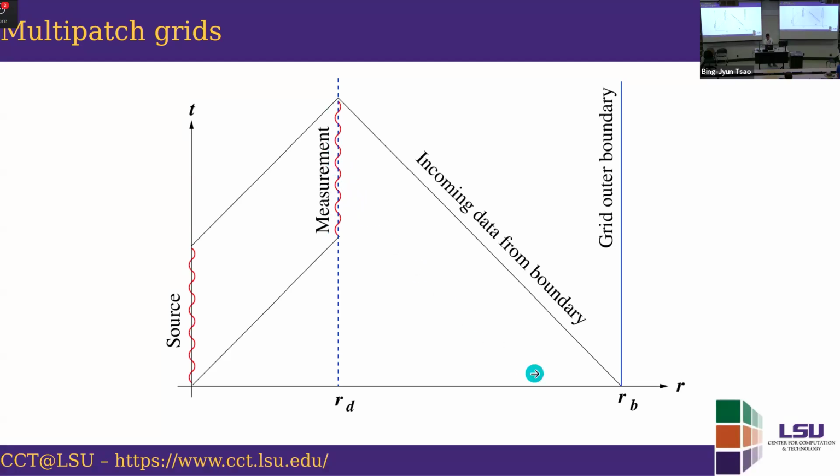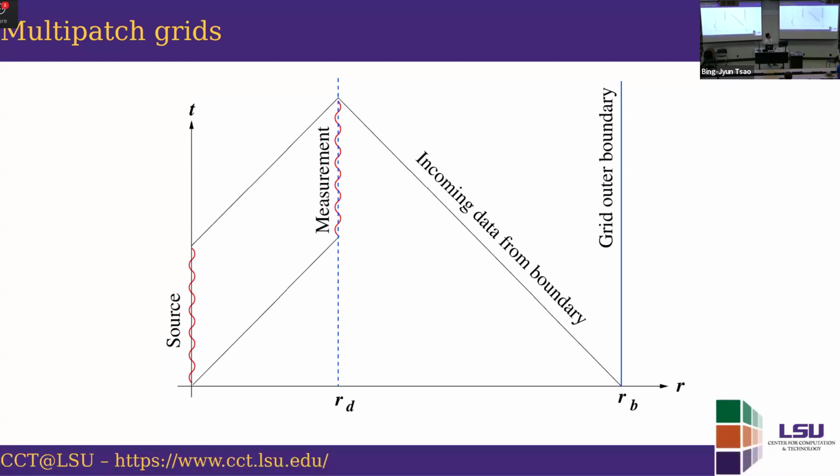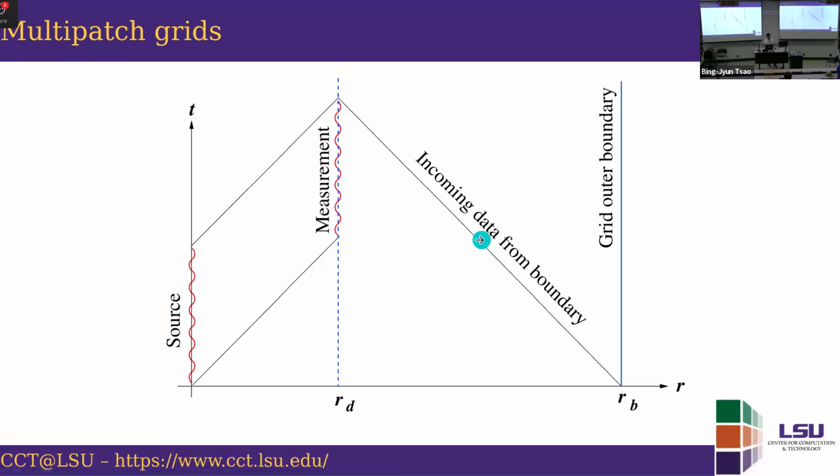At the same time, numerical computations need to have an artificial outer boundary. And there is no such thing as a perfectly transmitting boundary. All outer boundaries are always going to have some sort of numerical noise and some reflections that come back from them, right? And so what we want to do is place our outer boundary far enough so that the incoming data from the boundary doesn't interfere with the gravitational wave measurements that we are doing here. So this is why we want far away outer boundaries, right?